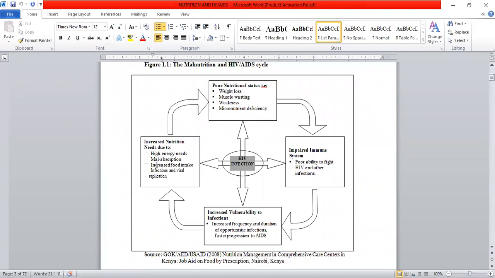So lastly, there is increased nutrient needs. You see there was an increment in the energy needs as a person progressed from one stage to another, and it also means they are supposed to have increased food intake, which they don't achieve because of very many signs and symptoms. And we will see how you can manage, or how you can assist a person to manage those signs and symptoms.